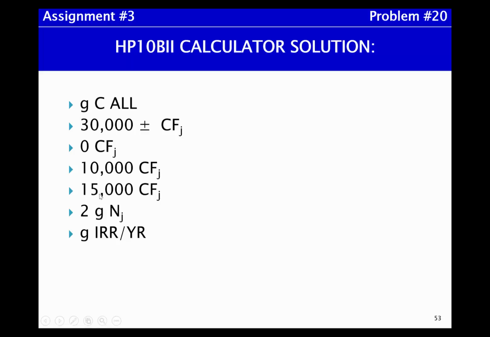That is, type in the 15,000 CFj and then just tell it how many you have. 2 gold Nj. It's not saving any time in this problem, but in future problems it could. If there were 7 of them, then you'd want to do 15,000 CFj, 7 gold Nj. It can be a real time saver. Also saves your storage registers on your calculator. Okay, and then you press gold IRR per year.